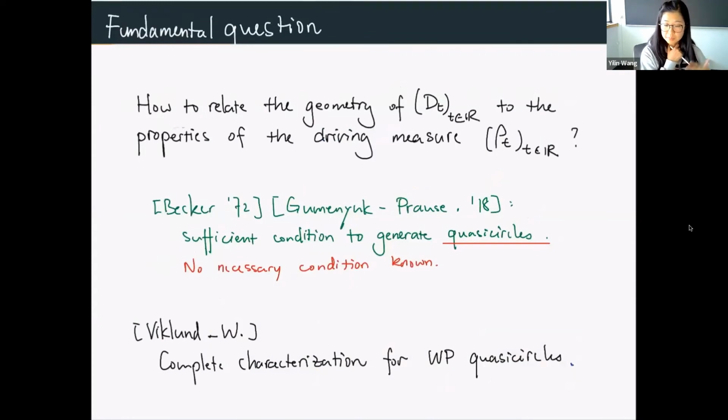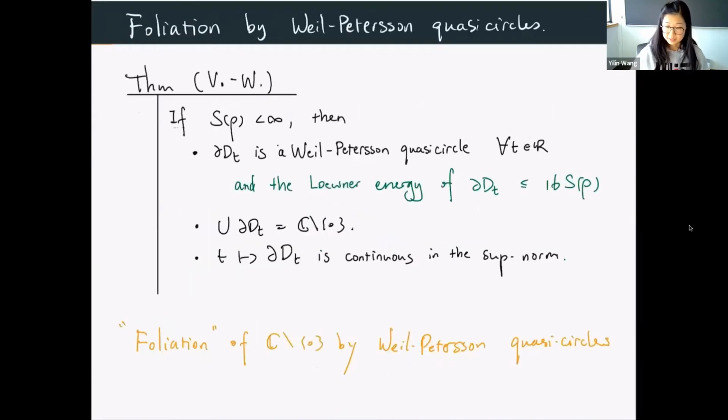So the fundamental question about this Loewner-Kufarev equation is how one can relate the geometry of this family of domains to the properties of the driving measures. There are sufficient conditions to generate quasicircles, but no necessary condition was known. However, inspired by results from random conformal geometry, we can give a complete characterization for Weil-Petersson quasicircles.